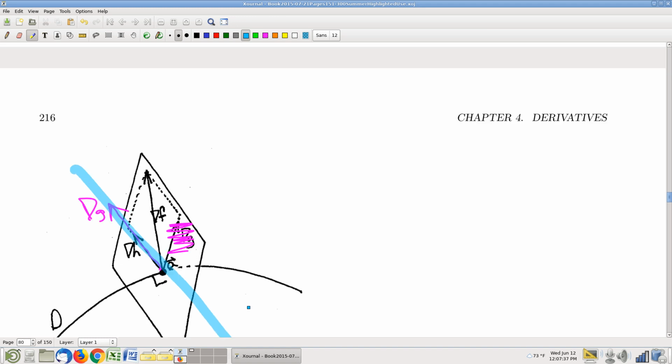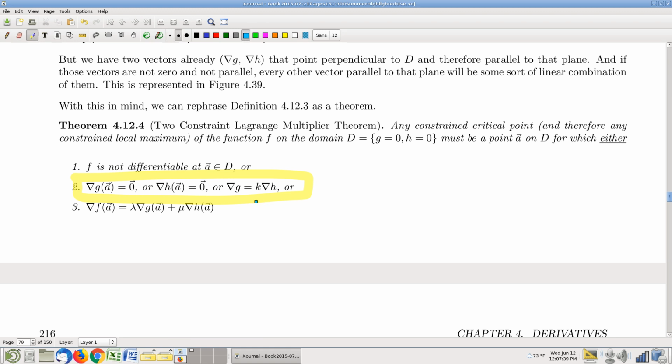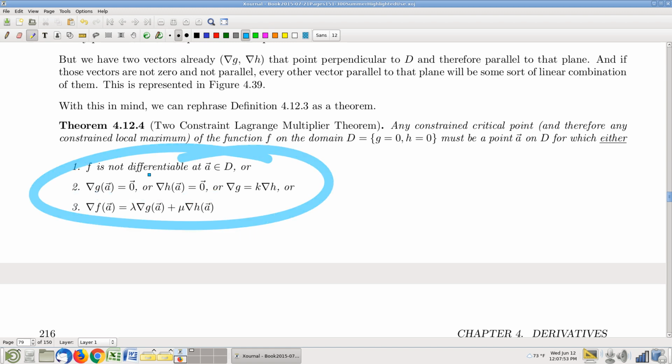So, other than those possibilities, this is what critical points have to look like. So we just get a slightly different list of conditions. This is our two-constraint Lagrange multiplier theorem.